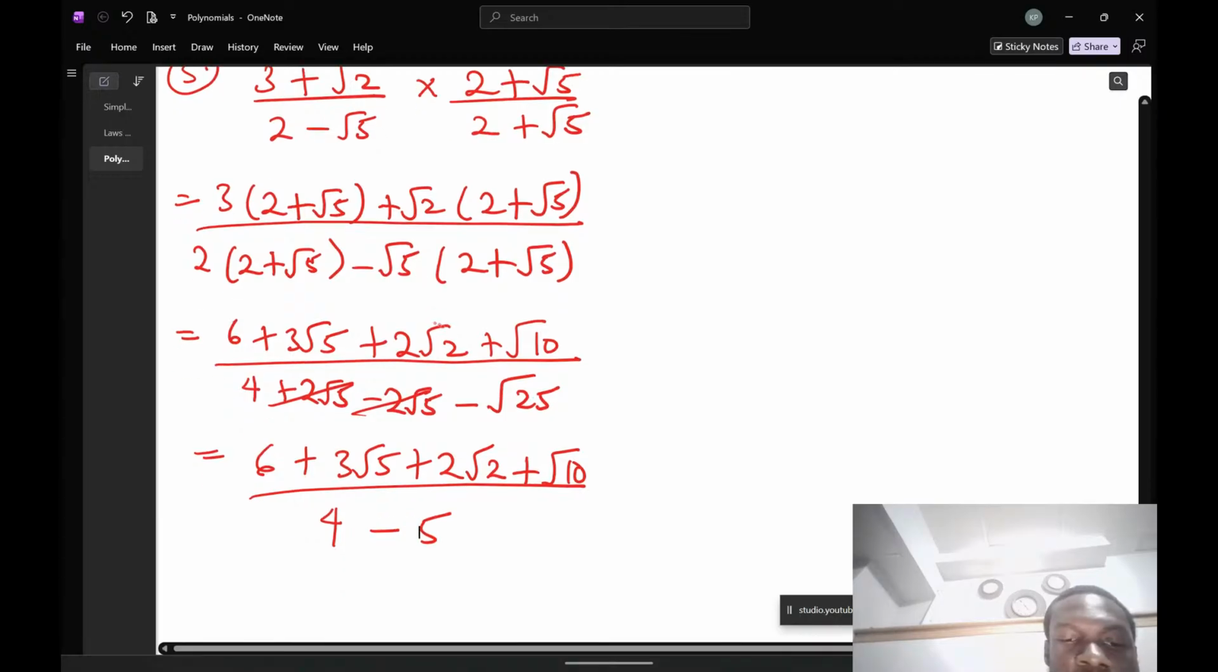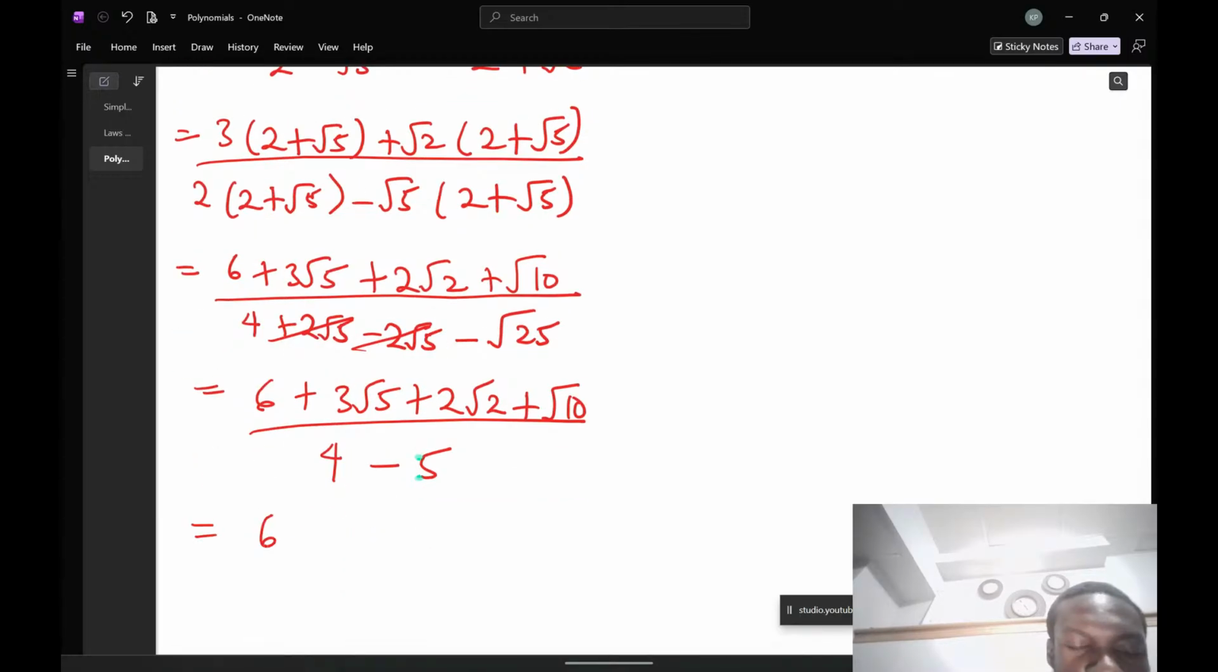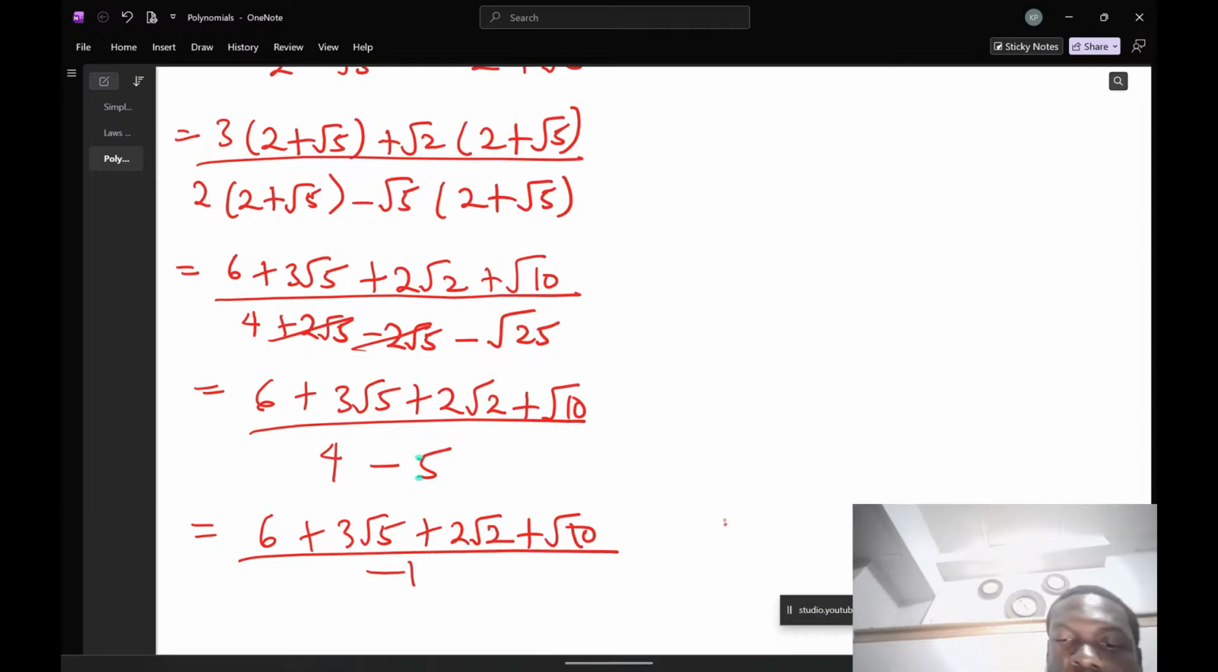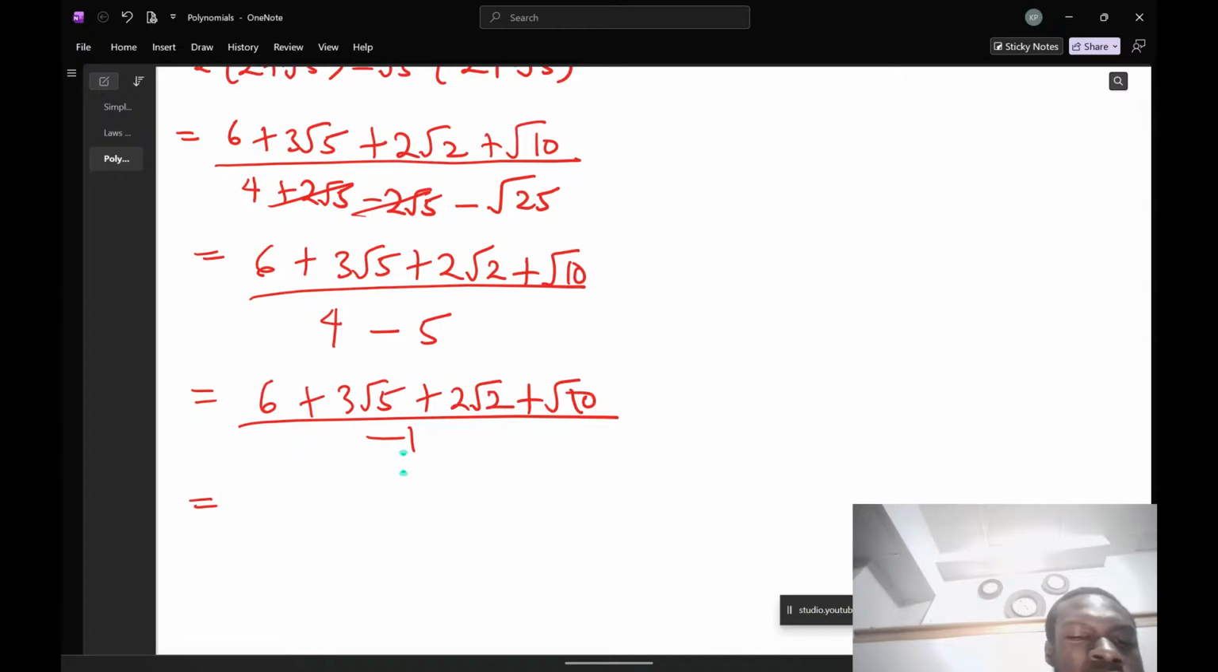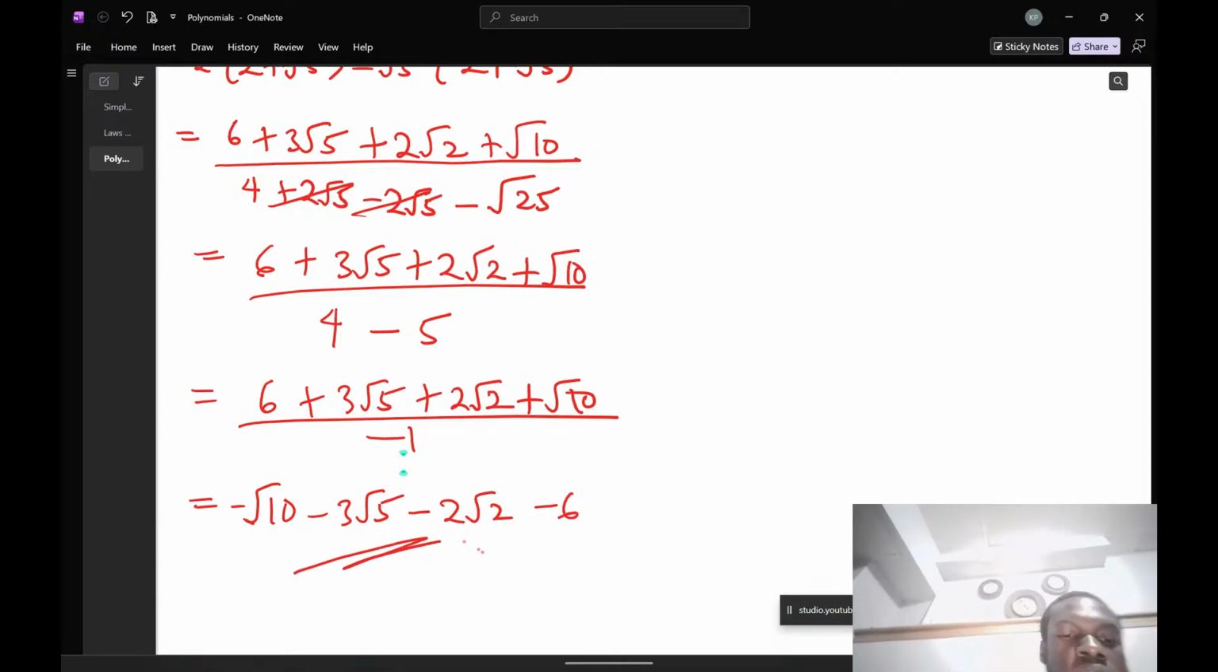So that will be equal to 6 plus 3 root 5 plus 2 root 2 plus root 10 divided by minus 1. If we use minus 1 to multiply all through, we all have negative. But I don't like to put negative in my numbers like this. So let me rearrange it as minus root 10 minus 3 root 5 minus 2 root 2 minus 6. So that will be the final answer.